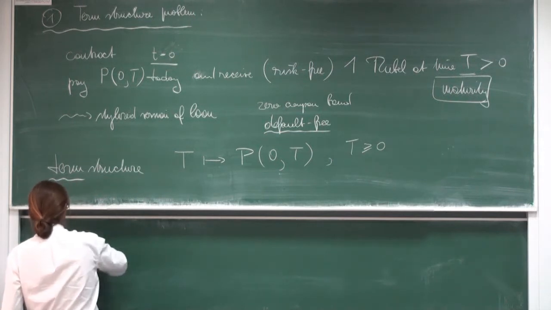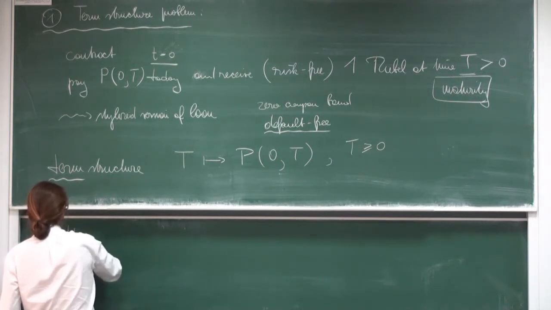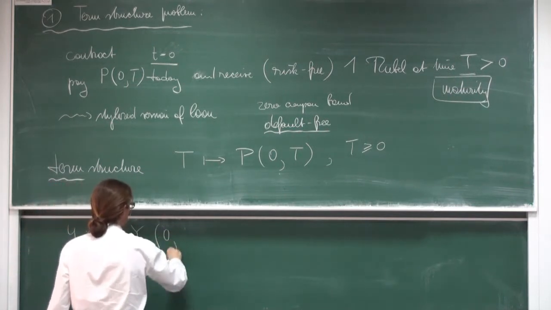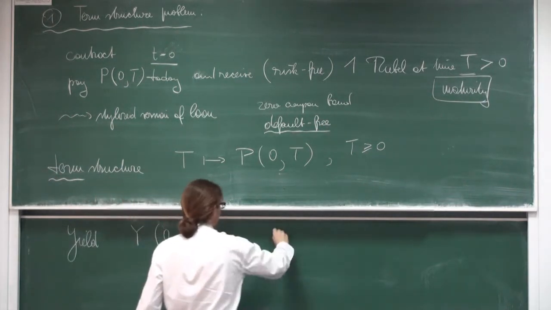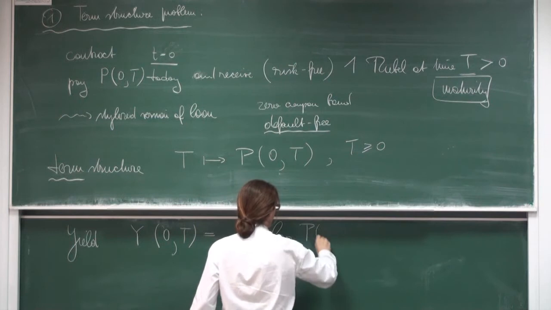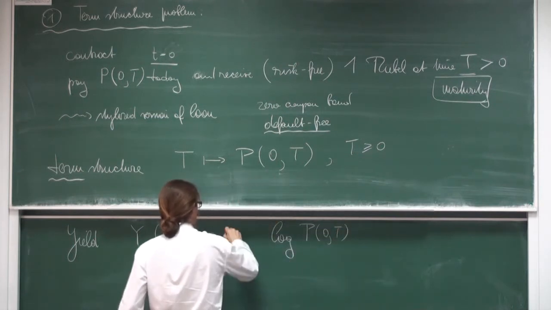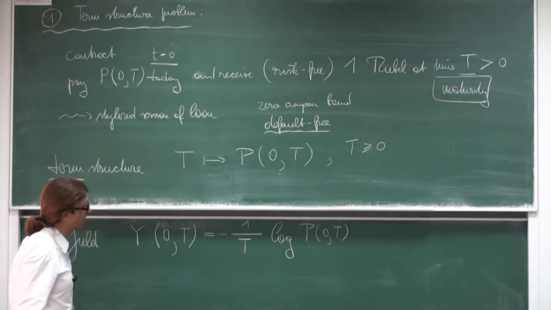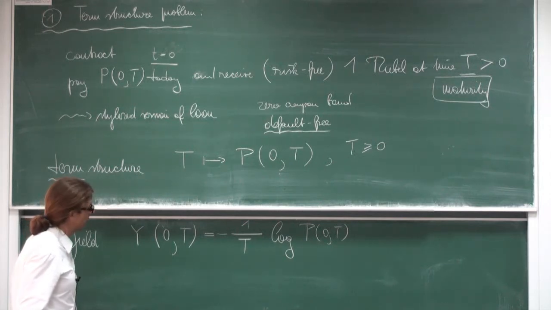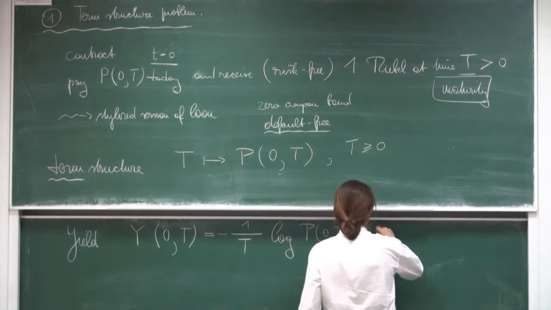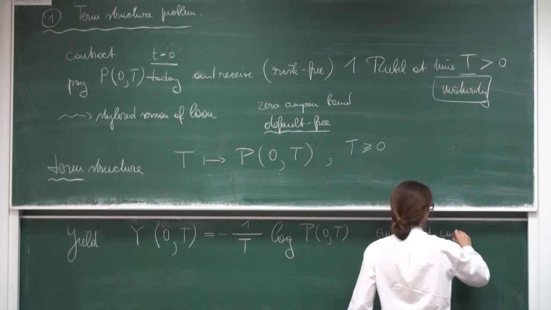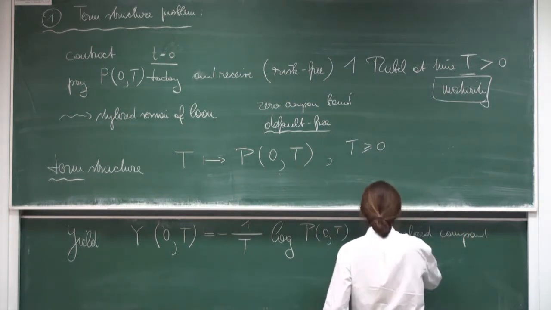A second notation, important, is the so-called yield. This is nothing else than the logarithm of that price divided by the number of years you have until the contract expires. So this is the annualized compound interest rate.